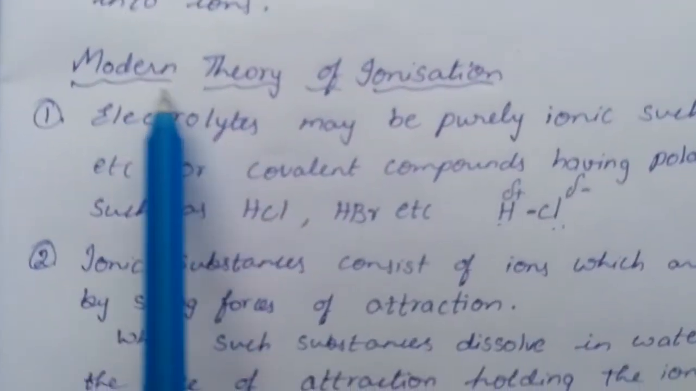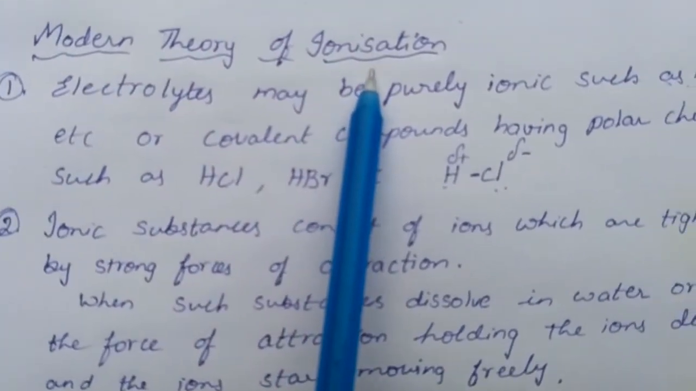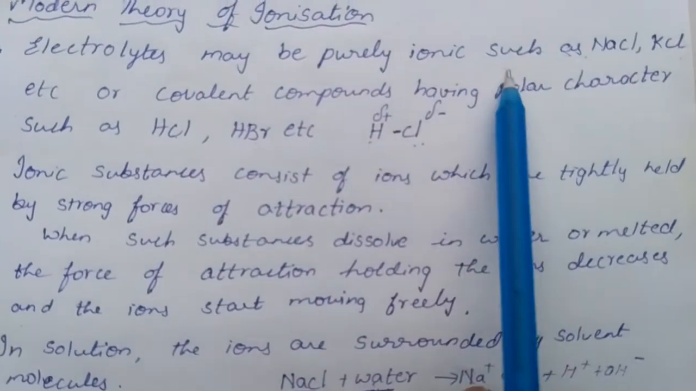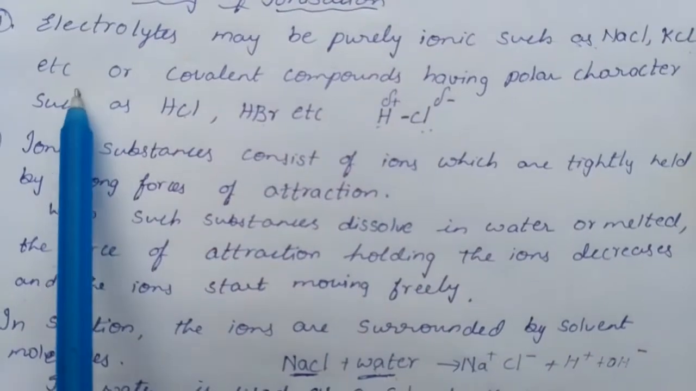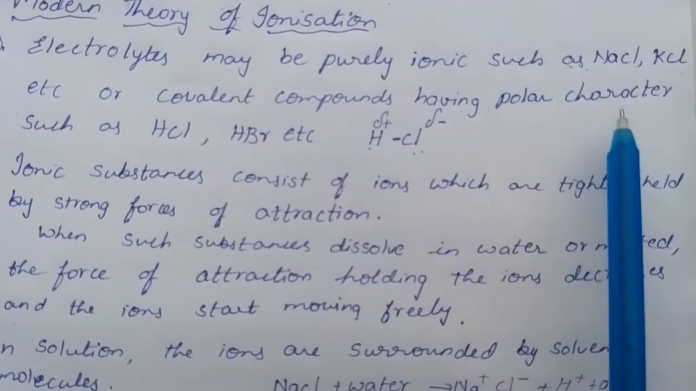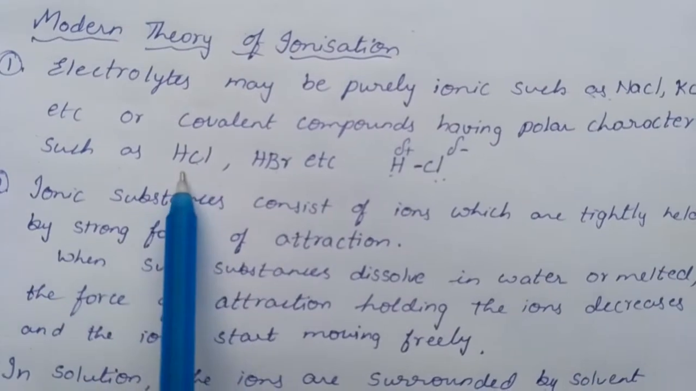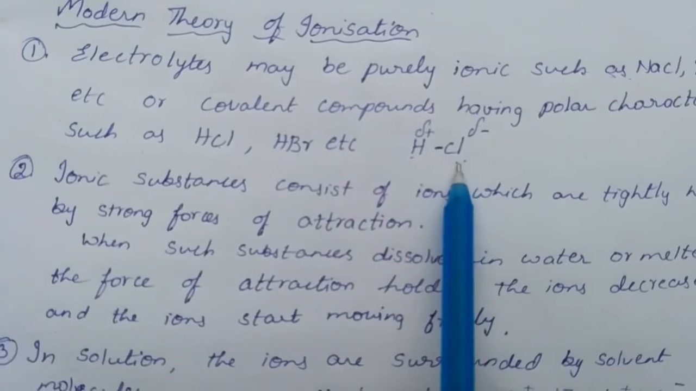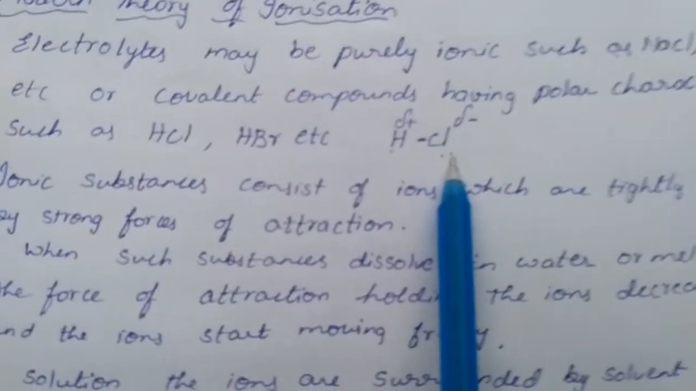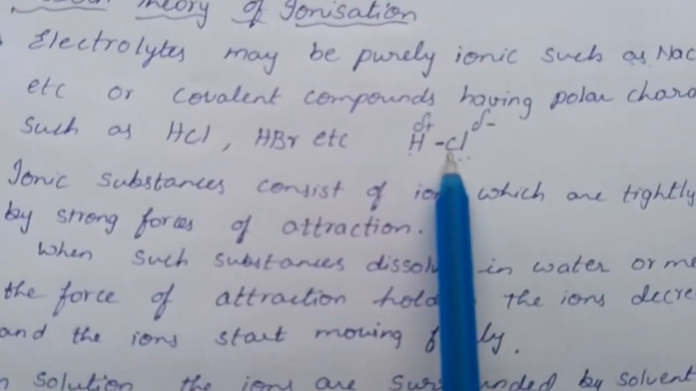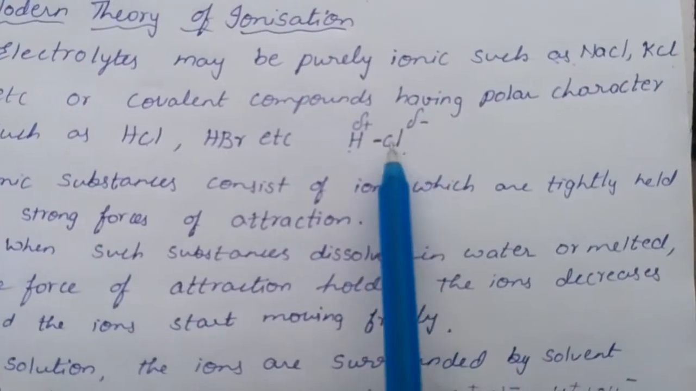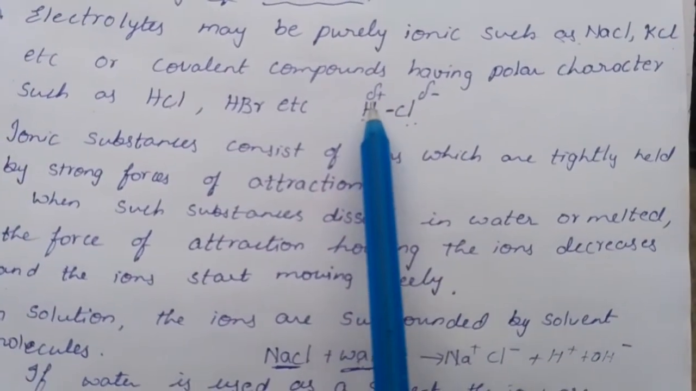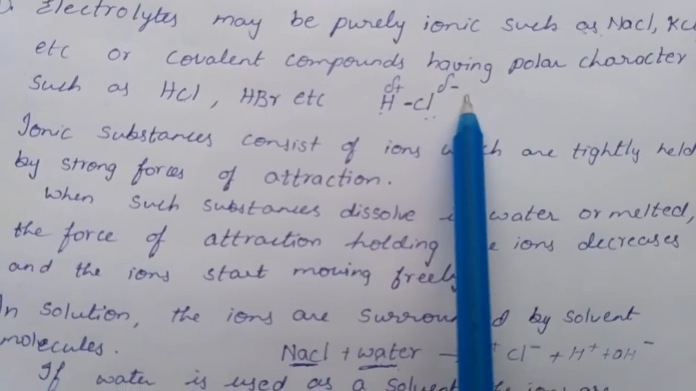Now, we will go through the modern theory of ionization. Electrolytes may be purely ionic, such as sodium chloride, potassium chloride, etc., or covalent compounds having polar character, such as hydrogen chloride, hydrogen bromide, etc. A polar covalent compound is a covalent compound in which the bond is shifted completely towards the negative atom, so that it gets a partial positive and partial negative charge.